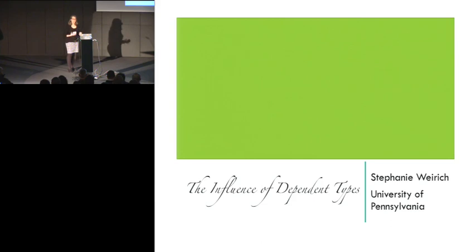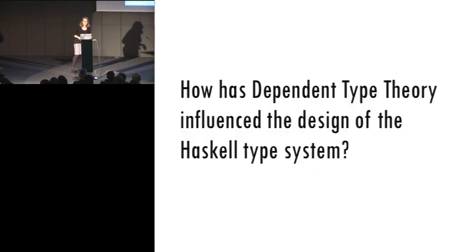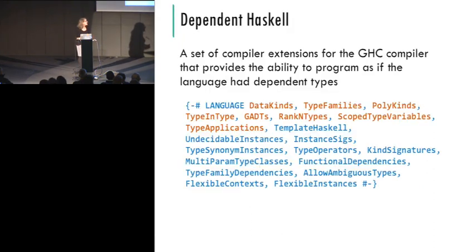So today I'm going to talk a little bit about the influence of dependent types, and what I mean by that is I want to answer the question, how has dependent type theory influenced the design of the Haskell type system? I've worked a lot on the Haskell type system, so I can give you a very short answer. It means that my code often starts with a very long preamble like this.